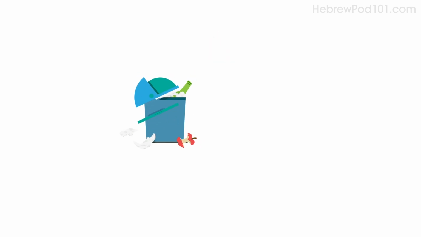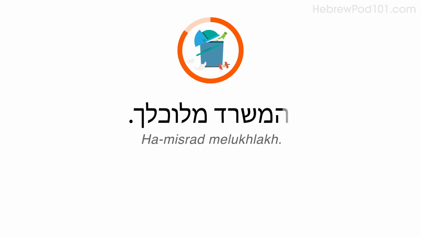Now imagine the office is dirty. Do you remember how to say dirty? מלוכלך. Say, the office is dirty. המשרד מלוכלך. Now answer the question, saying the office is dirty. הכל בסדר? המשרד מלוכלך.